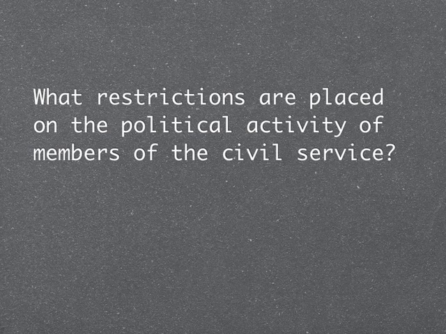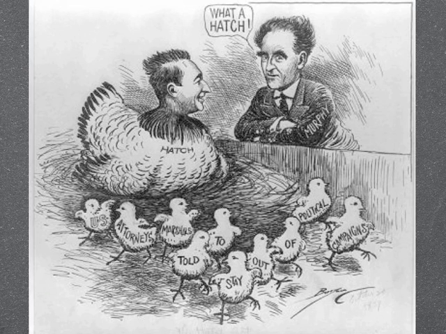What restrictions are placed on the political activity of members of the civil service? The Hatch Act limits certain political activities of most executive branch employees. For example, the law prohibits employees from engaging in political activity while on duty or in the federal workplace. It also prohibits them from soliciting or receiving political contributions.